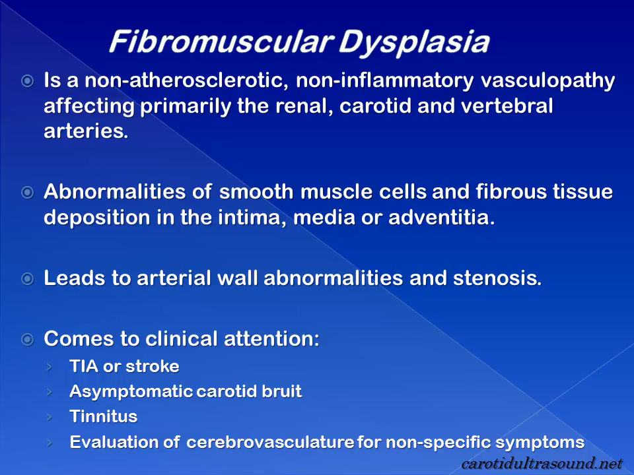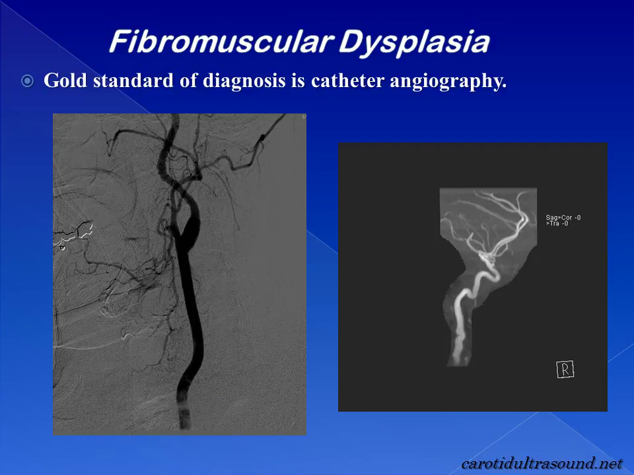It comes to clinical attention during the workup for stroke or TIA, asymptomatic carotid bruits, or other symptoms such as tinnitus, or other non-specific symptoms, and evaluation of the cerebrovasculature. The gold standard is catheter angiography for the diagnosis of fibromuscular dysplasia.